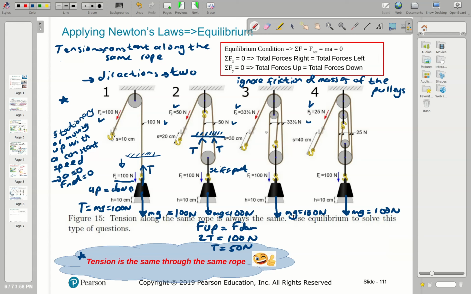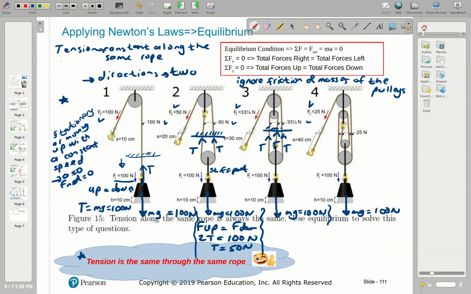Third situation, I'm going to cut from here. Now I have 3 tensions up, T and T and T, 100 down. So for the third one, let's divide these actually.